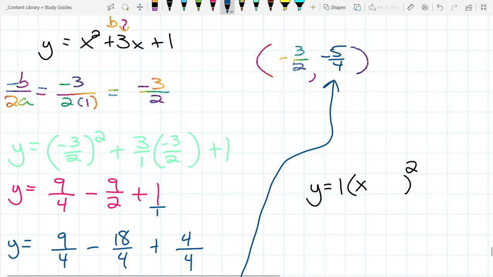So now we got to plug it in. We don't use minus 3 halves, we use the opposite. So plus 3 halves. We do use the exact y value. So minus 5 fourths.